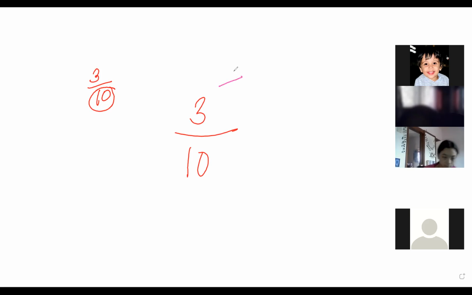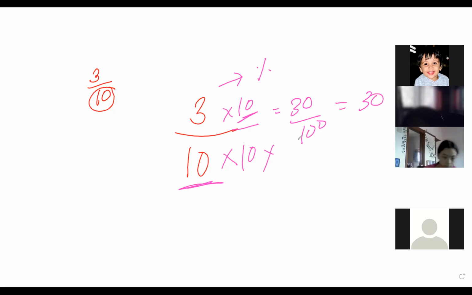If I need to make a fraction a percentage, I need to make the denominator 100. How can you make this 10 as 100? I can multiply with 10. The same number you need to multiply with the numerator also. So I get 30 over 100. If you don't multiply the numerator and just multiply here, the answer goes wrong. How much percentage? Because over 100 means 30%.